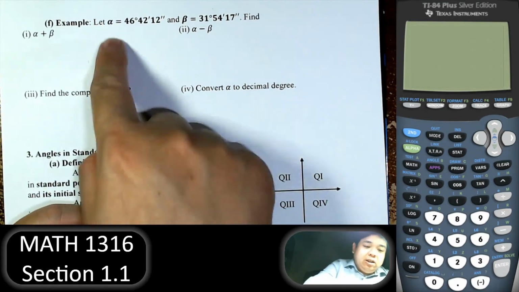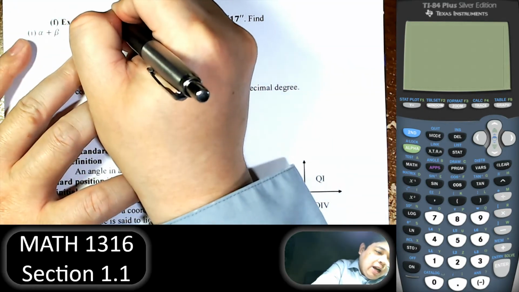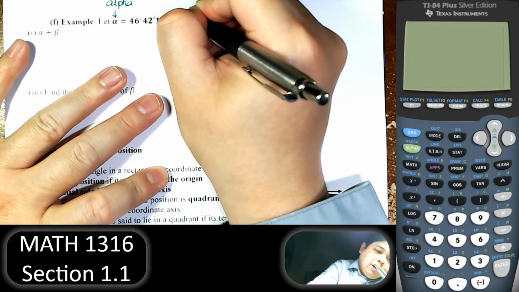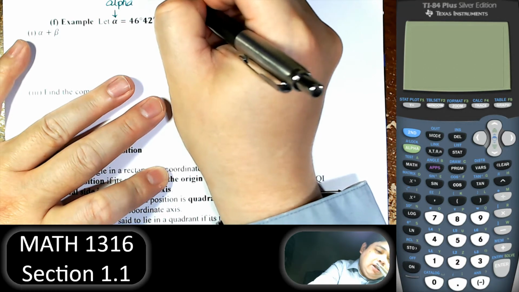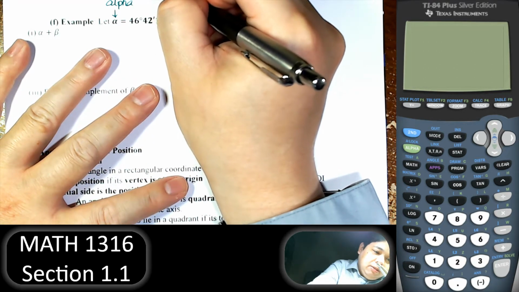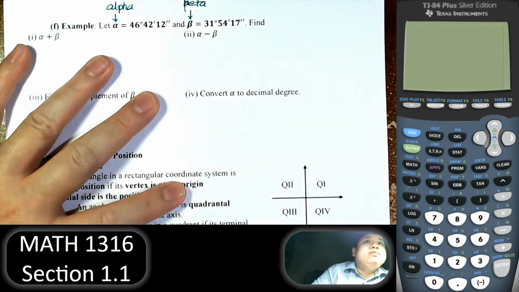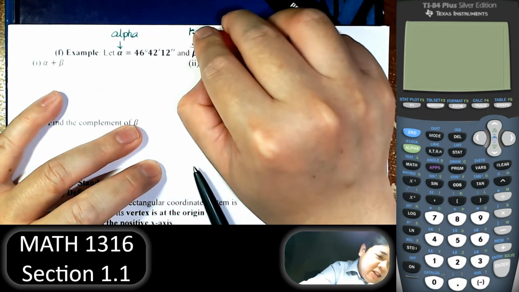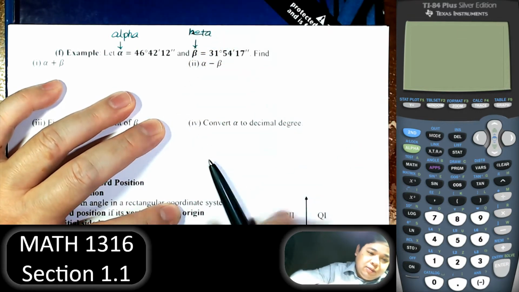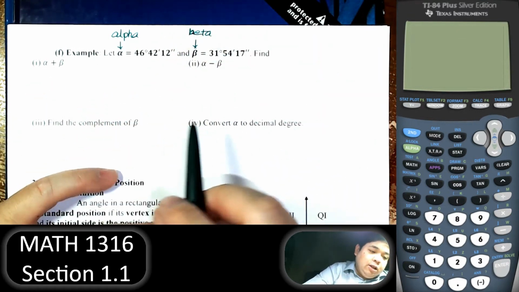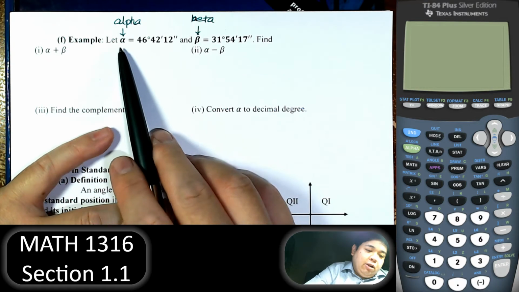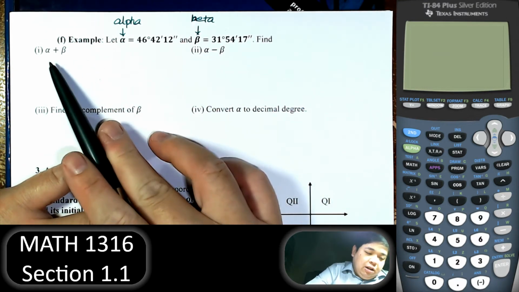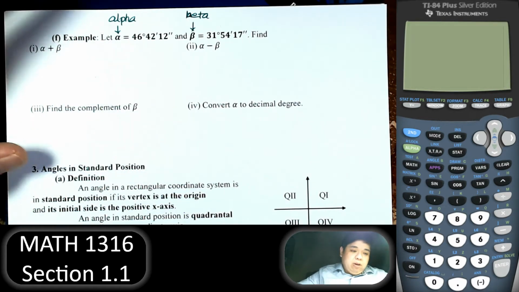Let alpha, and this is the Greek letter alpha, and this is the Greek letter beta. Beta, sorry, is a little bit like a B. Right. Now let alpha be that and beta be that. Find alpha plus beta.